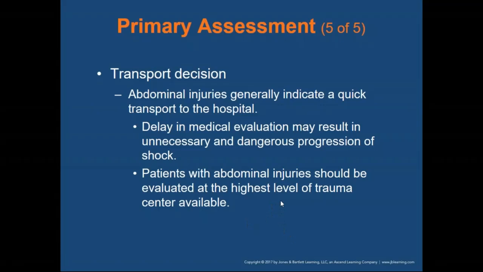Remember back to the golden period, used to be called the golden hour. We need to shorten the period of time involved in getting our patients from the time they're injured and we make first contact with them until they receive definitive care. We want it shorter than that hour.